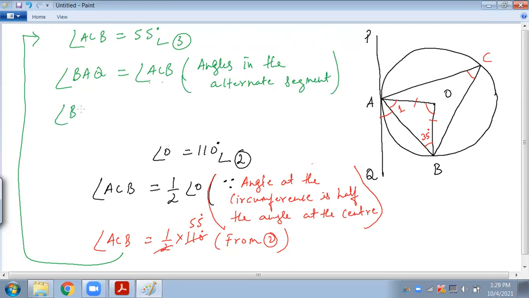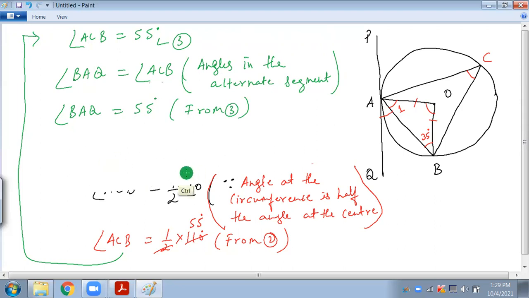Now we already found ACB, so we can put the value from 3. So angle ACB is 55, and in the same way angle BAQ is also 55. ACB is 55 and BAQ is also 55.